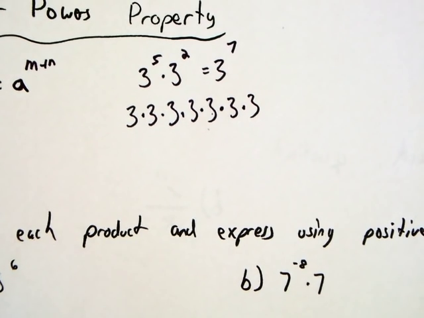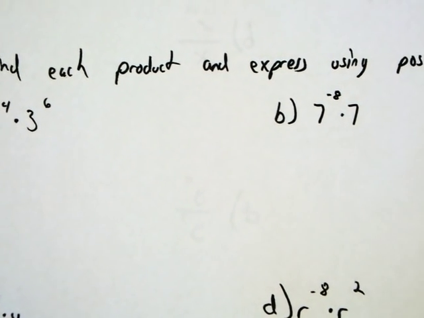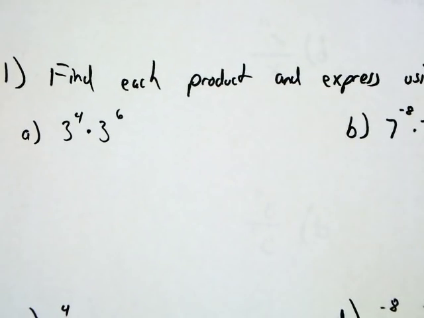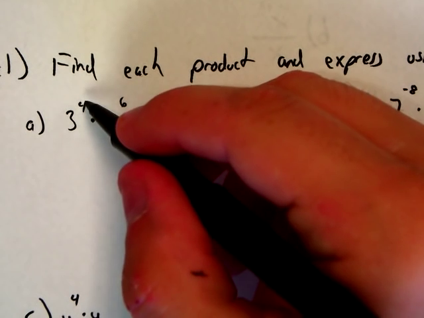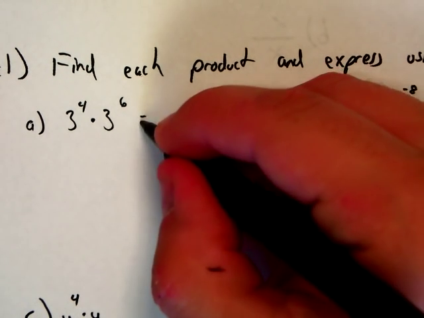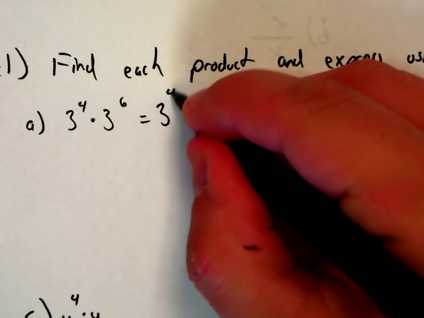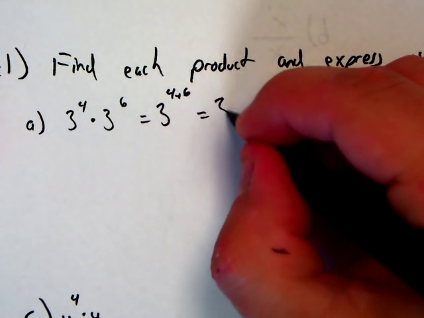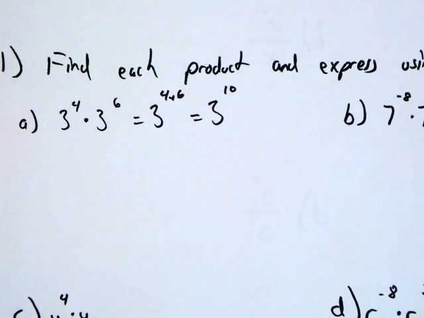So let's look at some examples here then. So, example 1, there's a lot of parts to this one, but it says find each product and express using positive exponents. So, 3 to the 4th times 3 to the 6th. We are going to keep the base. We're going to add the exponents. So this would be 3 to the 10th.